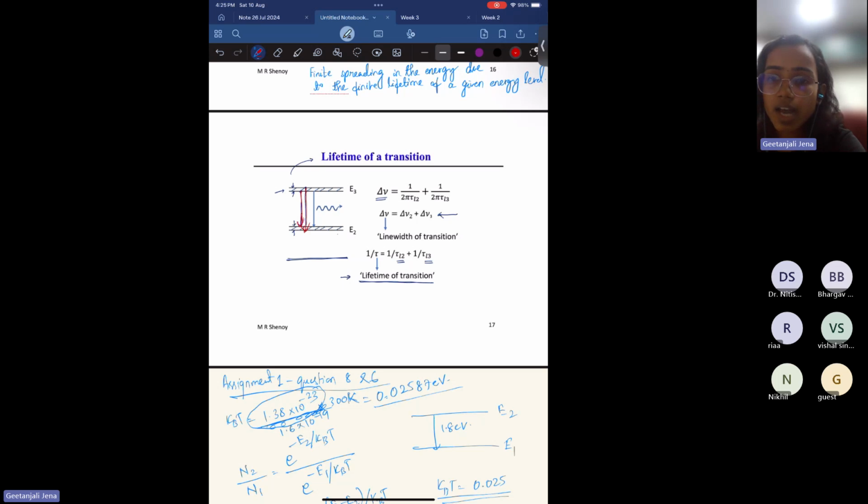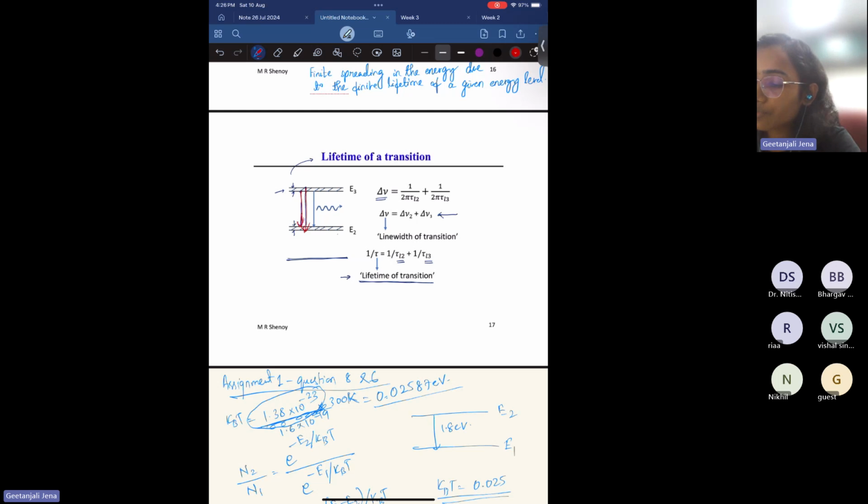So we'll see the atoms will interact with the radiation in other frequencies also. Because of this, we'll see a broadening in the final spectrum, like the emission and absorption spectrum. Instead of a single peak, we'll see a broadening. So if you want to find out what is the lifetime of this transition, lifetime means how long this transition will last.